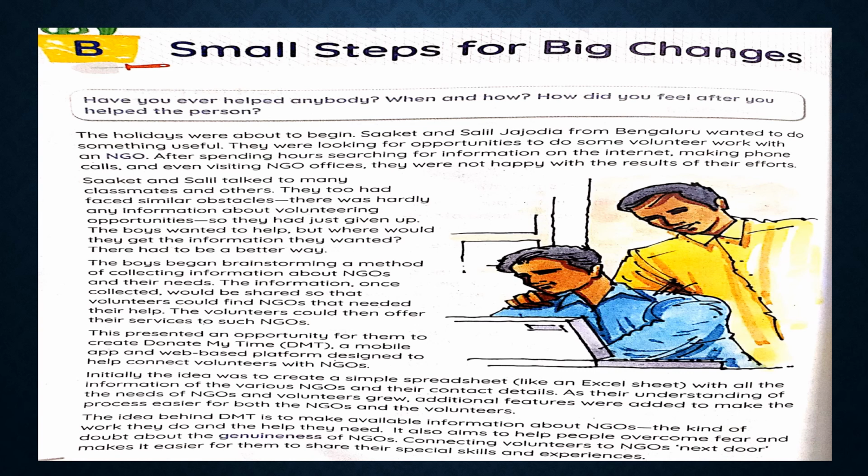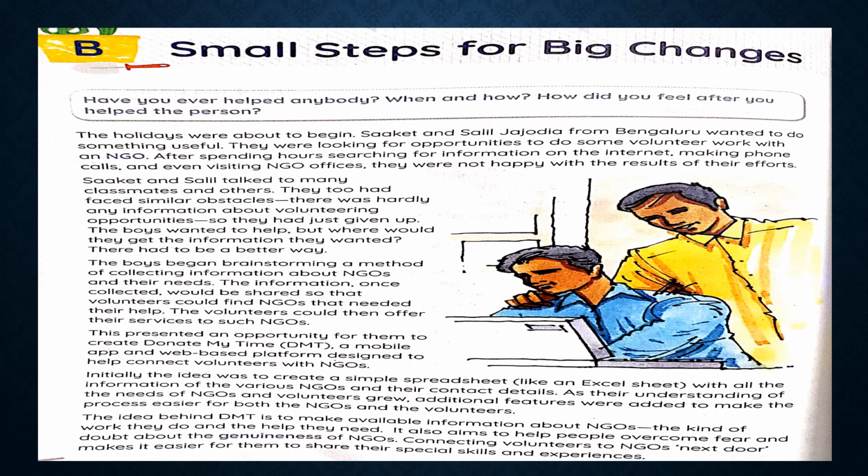But later on, with all the information of the various NGOs and their contact details, as their understanding of the needs of NGOs and volunteers grew, additional features were added to make the process easier for both the NGOs and the volunteers. So now it became a two-way platform. Even the NGOs could look and advertise what help they need, and the volunteers can look into these apps to find what kind of opportunities they can volunteer for.